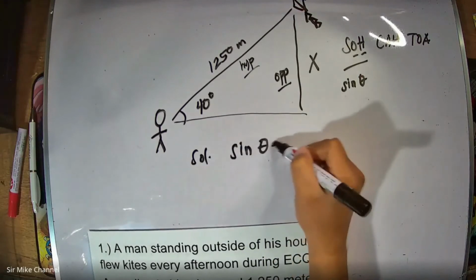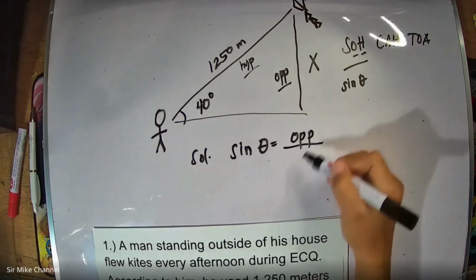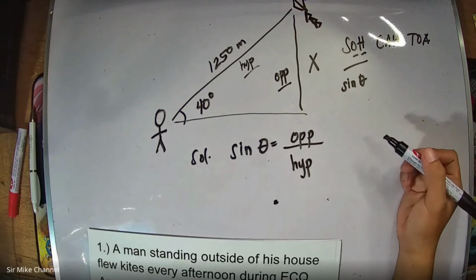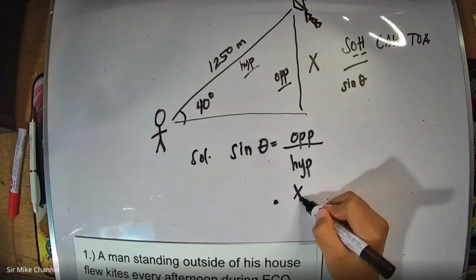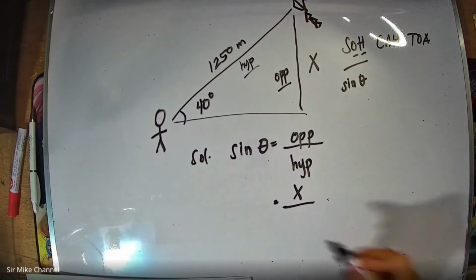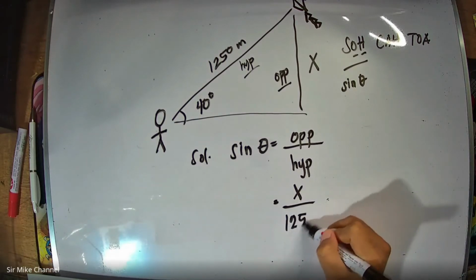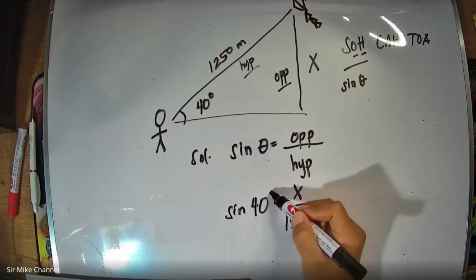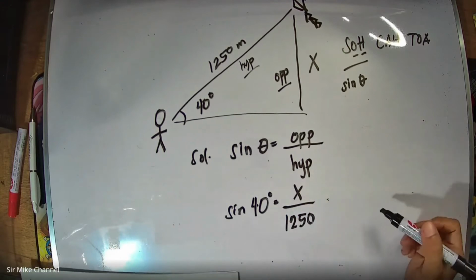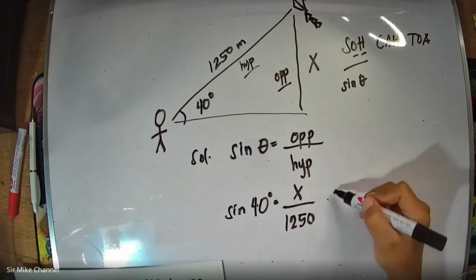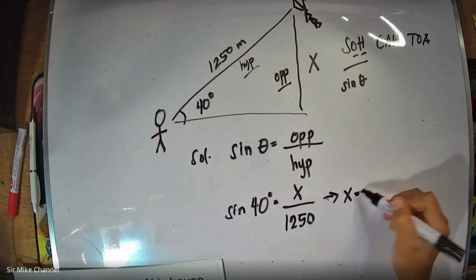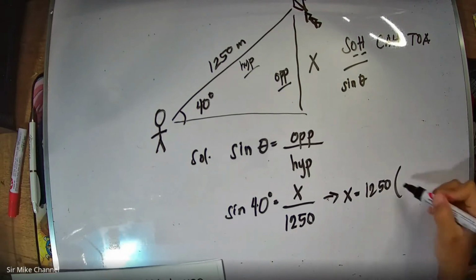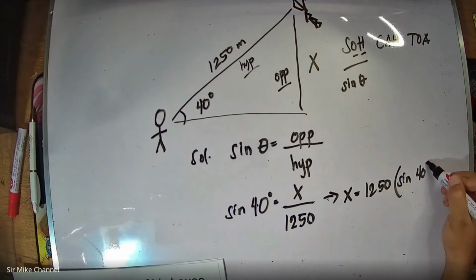Sine theta, so our formula is opposite over hypotenuse. What is the value of the opposite? This is our variable x. And the hypotenuse is 1,250 meters. And for theta, we have 40 degrees. So we cross multiply. It becomes x equals 1,250 times sine 40 degrees.